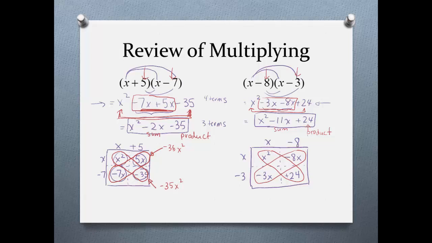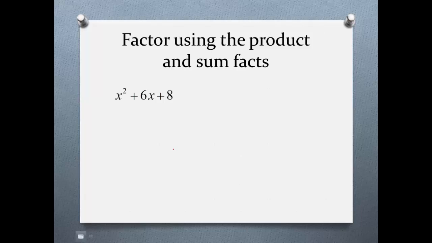And that's what we're going to need to figure out how to factor. So this says factor using the product and sum facts, that relationship that we just discovered. What we just discovered is that the numbers that are going to end up in these parentheses are going to have to be the numbers that give you a product of positive 8, and they're going to have a sum of this middle term, which is positive 6.